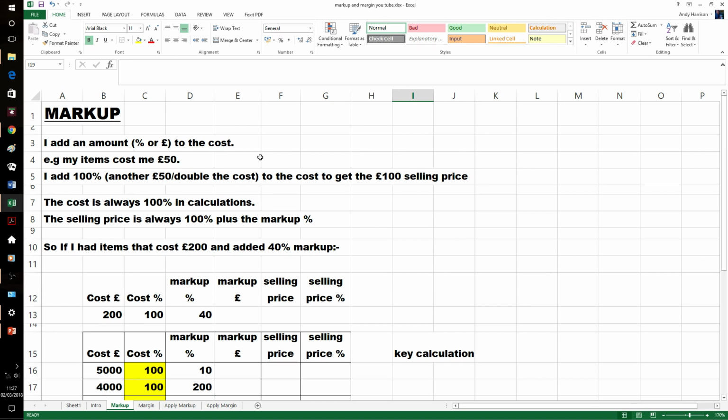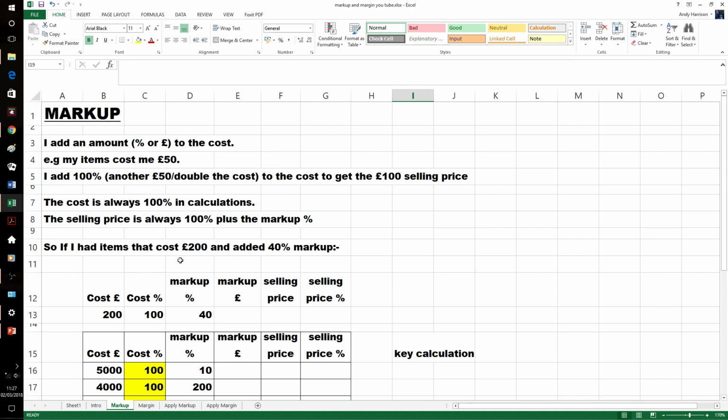So markup's the one that is logically the easiest. We simply add an amount to the cost. So for instance, items that cost £50, add another 100%, another £50, or double the cost. This gets us £100 selling price. So the cost in a markup calculation is always 100%. Selling price is always 100% plus the markup as a percentage.